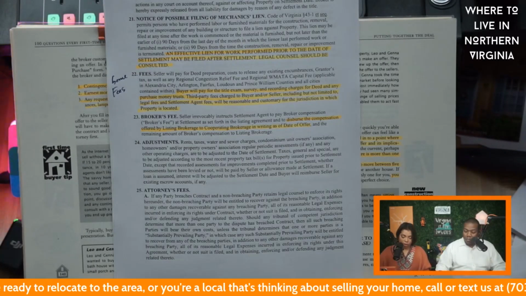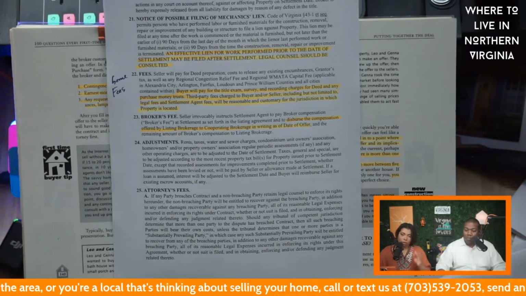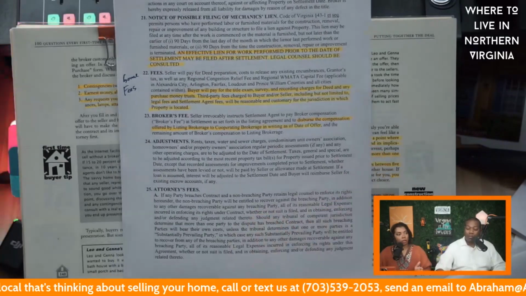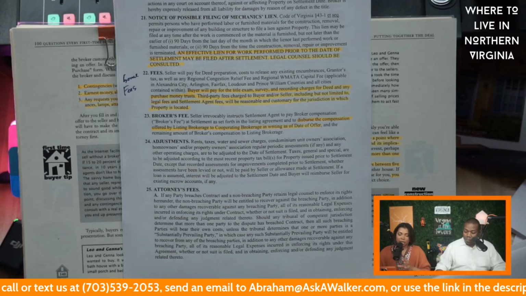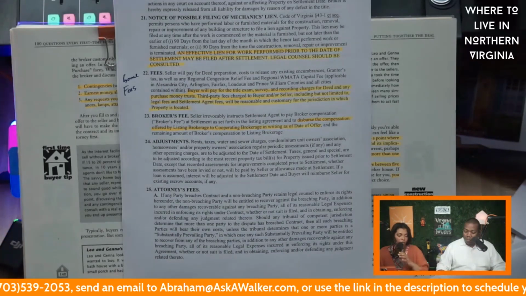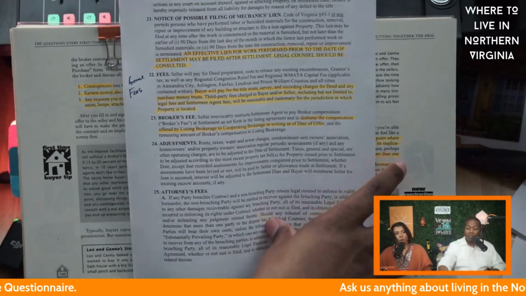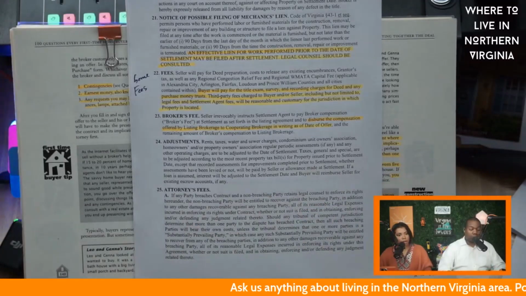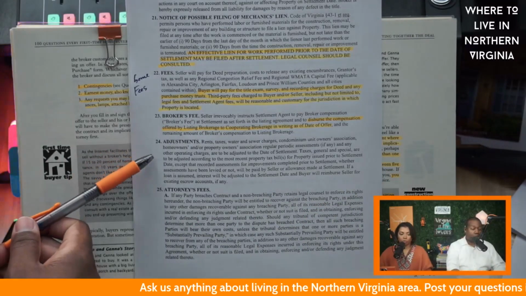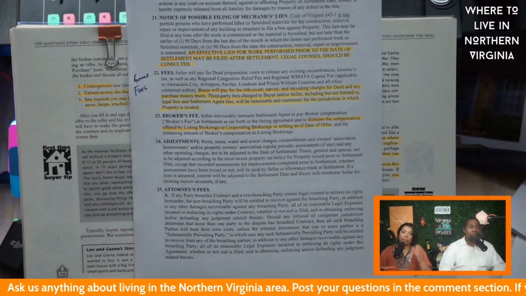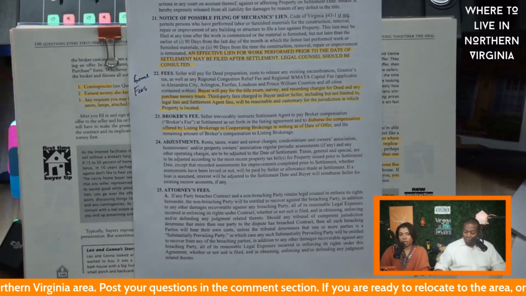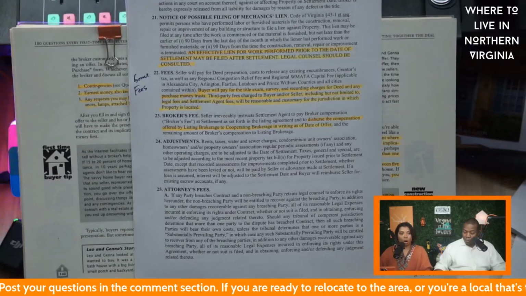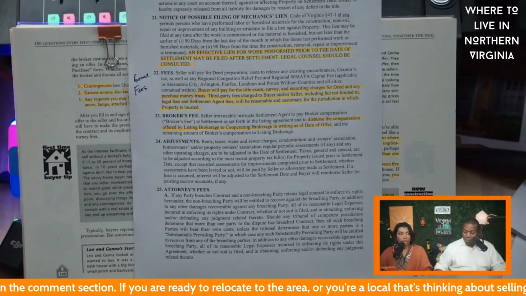Now, broker's fees are typically paid by the seller, and any compensation to the brokers is as listed in the MLS listing, as of the date of the offer. Next up, we have adjustments. When we see the settlement statement, there are going to be some items that are prorated, and some items that the seller may be due money back for. So if the seller has already paid taxes for the year, from the date of possession on, they will be refunded for anything they've already paid.